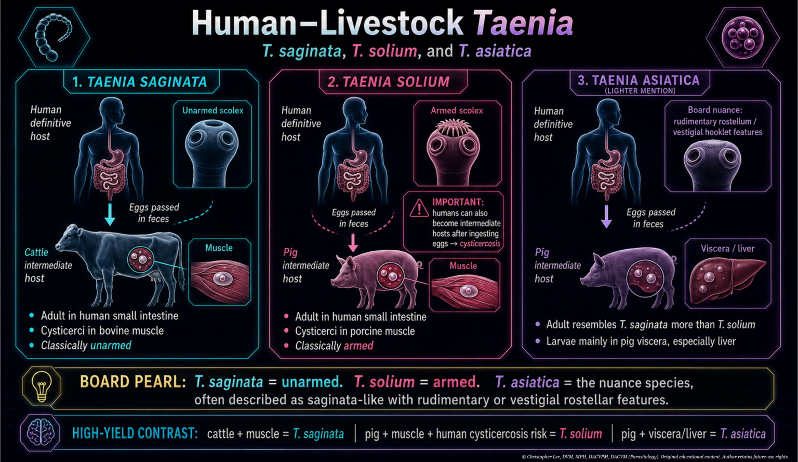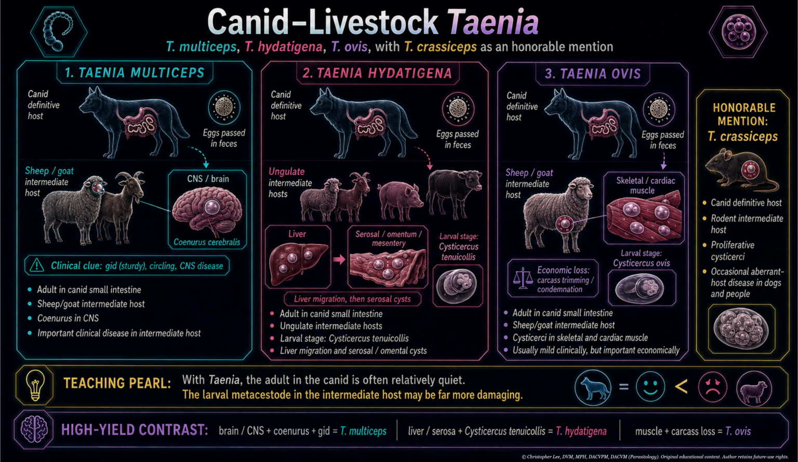High yield contrast: cattle plus muscle points towards T. saginata, pig plus muscle plus human cysticercosis risk points towards T. solium, and pig plus viscera or liver points towards T. asiatica. Now for the canid livestock Taenia group.